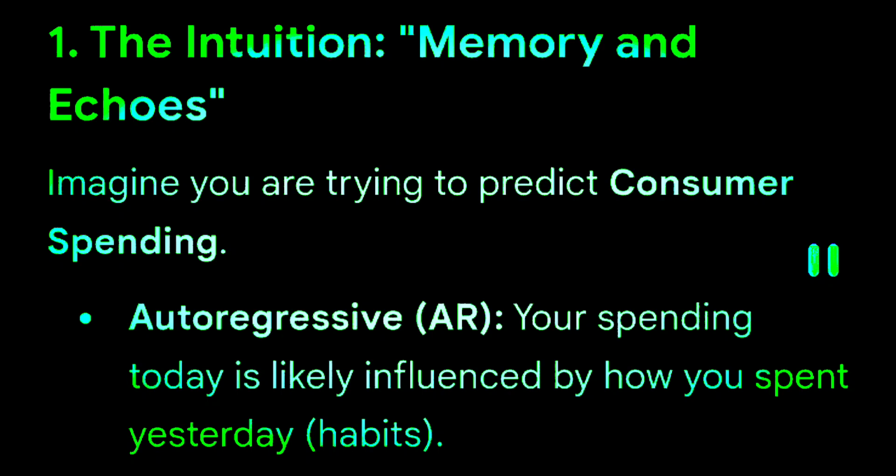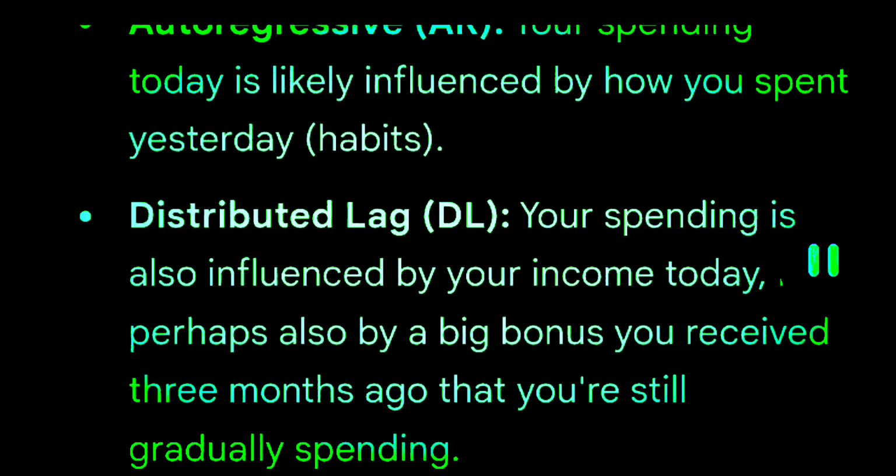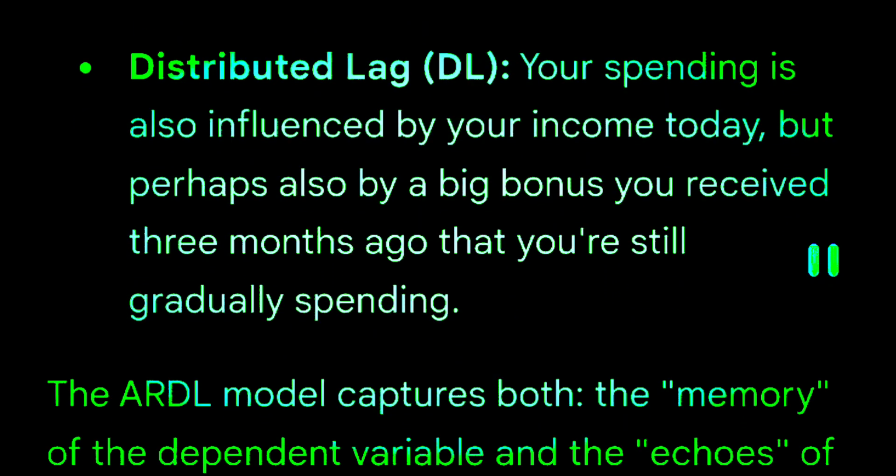Imagine you are trying to predict consumer spending. Autoregressive (AR): your spending today is likely influenced by how you spent yesterday, habits. Distributed lag (DL): your spending is also influenced by your income today, but perhaps also by a big bonus you received 3 months ago that you're still gradually spending. The ARDL model captures both the memory of the dependent variable and the echoes of the independent variables over time.